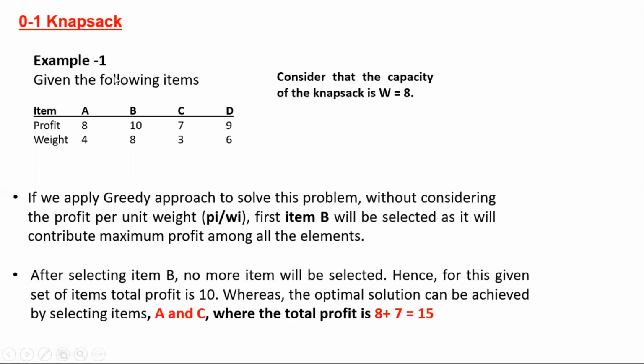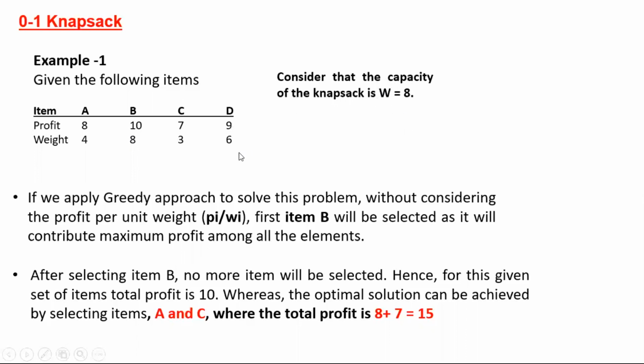Suppose, for example, that we have the following items. For items A, B, C, D, profits and weights for each item are given. For A, profit 8 and weight 4. For B, 10 and 8. For C, 7 and 3. For D, 9 and 6. And suppose that the capacity of the knapsack is 8.